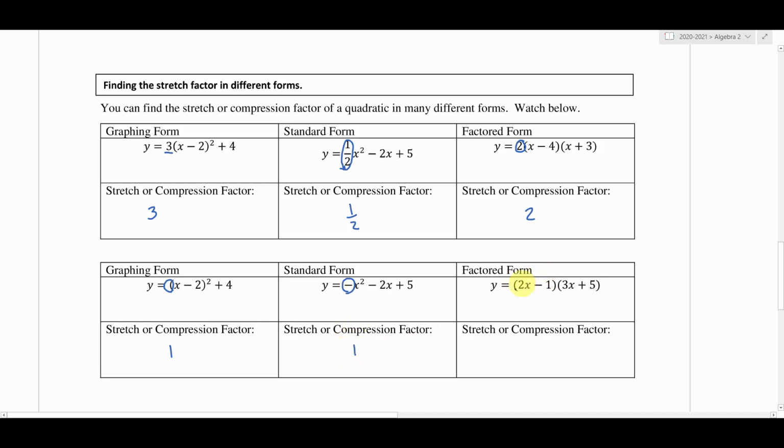All right, now, the tricky one here. Okay, so this one is our factored form, and I had shown you in this one that we're looking at that number in front of the parentheses, but there is no number here.